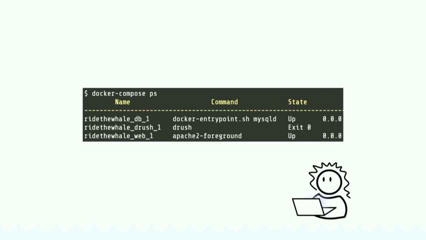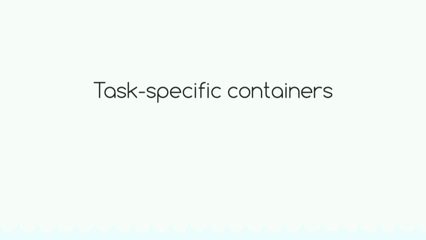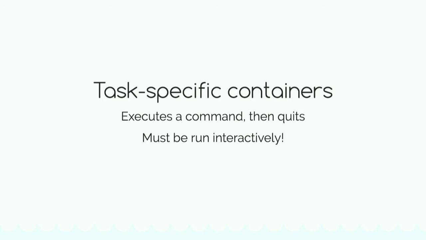When we re-up our container set, though, you might notice something weird. Why did the Drush container just stop? Our MySQL container's working, our Apache container's working, but the Drush container just stopped? What? So here's the thing. Containers actually can take two different forms, kind of like Linux processes. Containers can either be a background persistent process, like Apache, like MySQL, but there are also several task-specific containers. You run it once, and it stops. And that's what that Drush container is. It's set up as a task-specific container. It executes the Drush command, and then it quits. So you have to run it interactively.